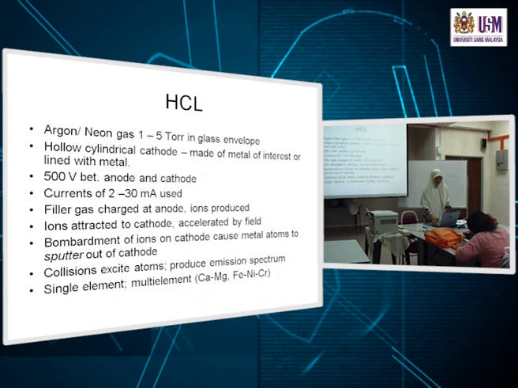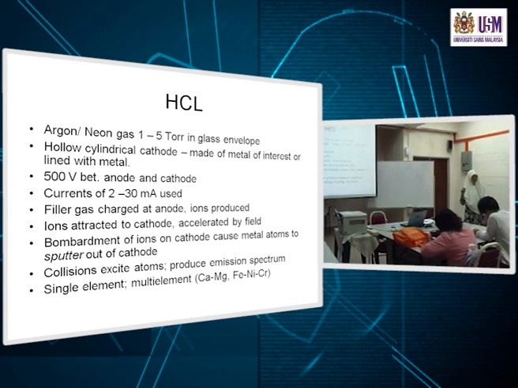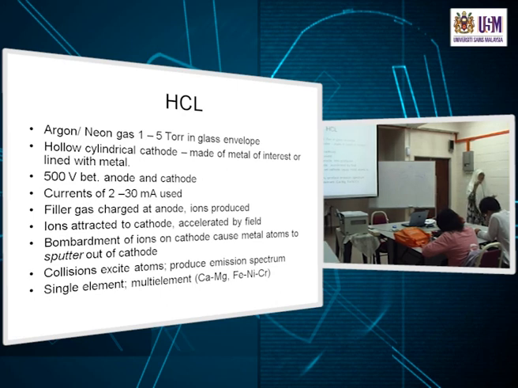How does the lamp work? This is just one example of how we use it: for example, 500 volts between the anode and cathode, and current 2 to 30 milliamps. Each lamp will have its recommended current. So you look at it, okay, the recommended current is 5 milliamps, so you set it to 5 milliamps. If you use the recommended current, the lamp will have its lifetime.